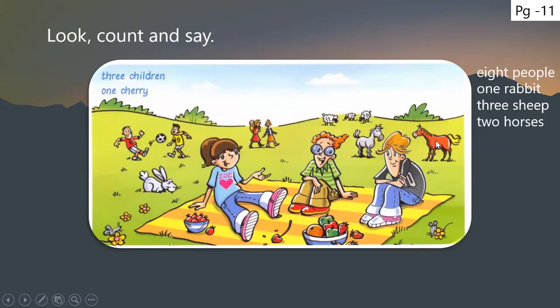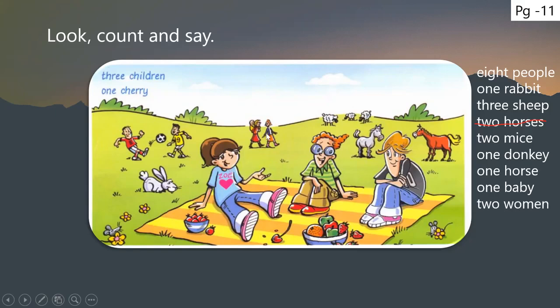So a horse, a donkey. This one is like a horse, and this one is like a donkey. Two horses. Okay, and next one, two mice: 1, 2. Two mice. Next, one donkey, one horse. One baby here, and two women. Two women, two men, a ball, four flowers.